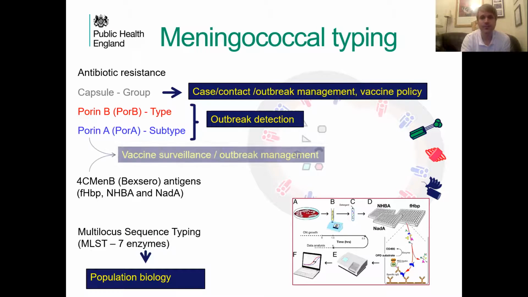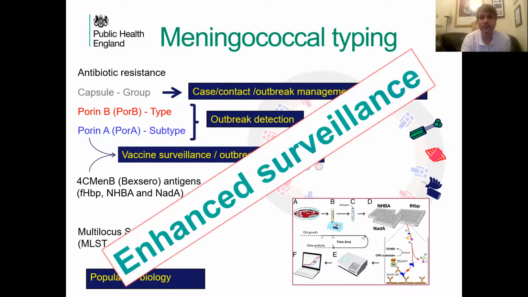So the reason we characterize these, of course, is for vaccine surveillance, to see how the vaccine might work if we were to use it, see how the vaccine is working if we are using it, but also for outbreak management, so that we know if a vaccine is likely to work in any given scenario. And this forms collectively what we call enhanced surveillance.